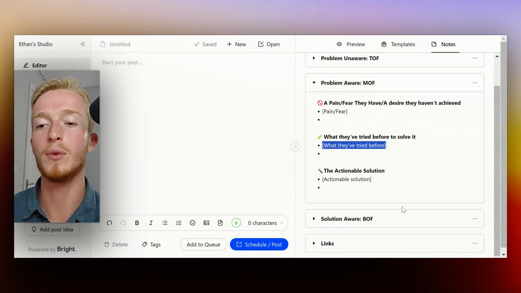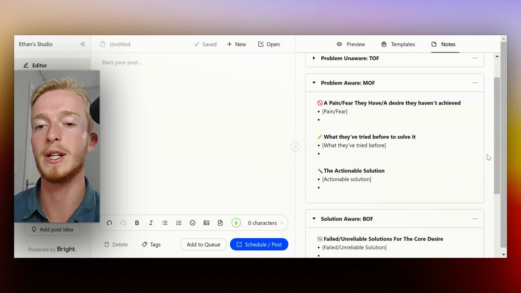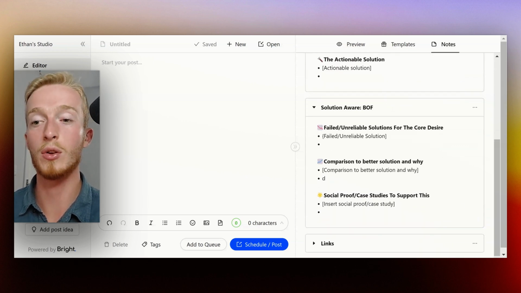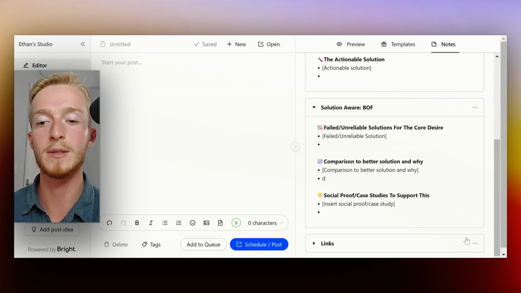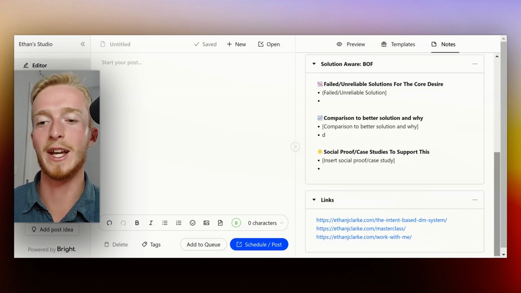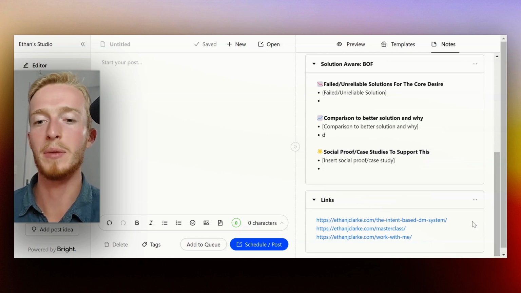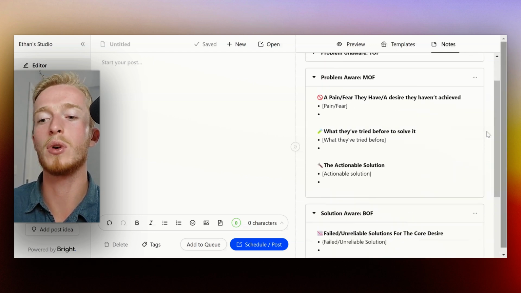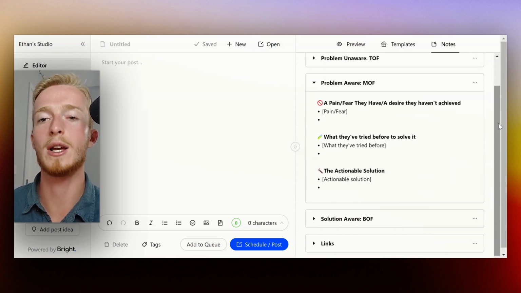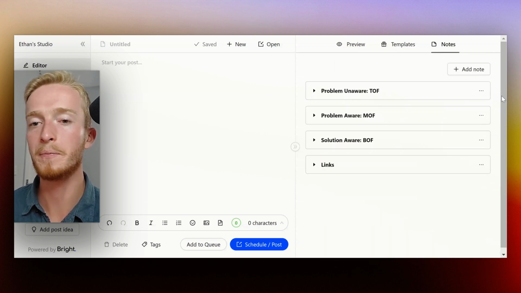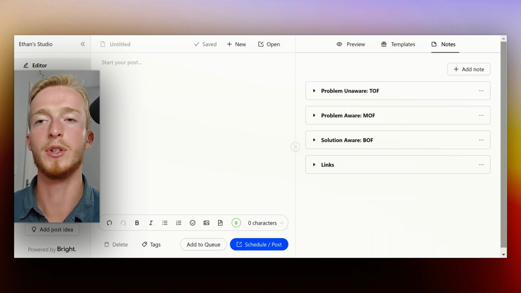I've done this for solution aware as well, which you can see down here. This is going to be really useful when creating content because it's all going to be in one place. And as you can see, I've also included links to things I usually tend to link, like some of my lead magnets and even working with me. But you can make notes for whatever you want. If you're struggling to make content that's working for you and you want to spend less time with content, this is quite a good way to do it. So that's the first thing I wanted to share.